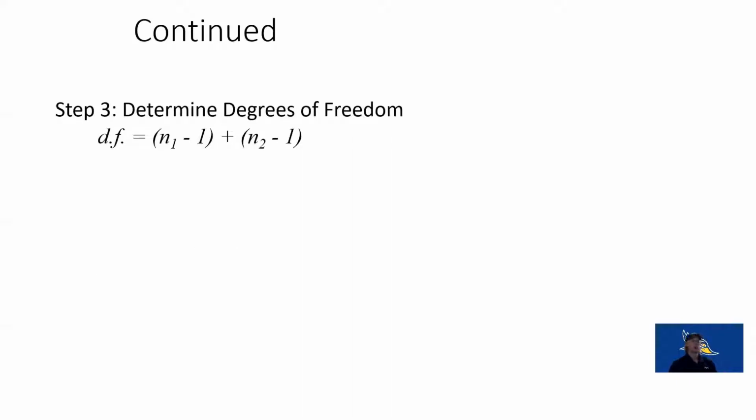Okay. Step 3, we determine our degrees of freedom for a t statistic that is an independent t-test. Our degrees of freedom is the sample total of group 1, sample 1, minus 1, plus sample 2 minus 1. Because they are individual populations, they have individual degrees of freedom. To find the total degrees of freedom, we have to sum the degrees of freedom of each group.